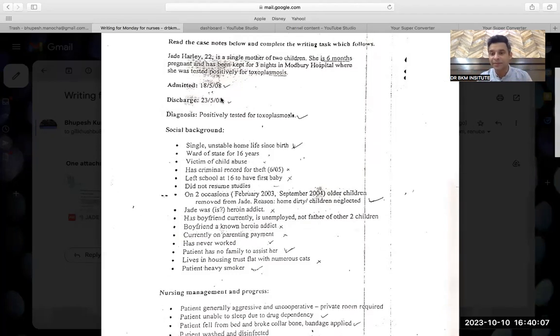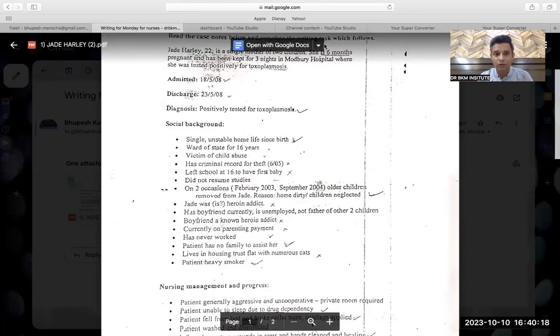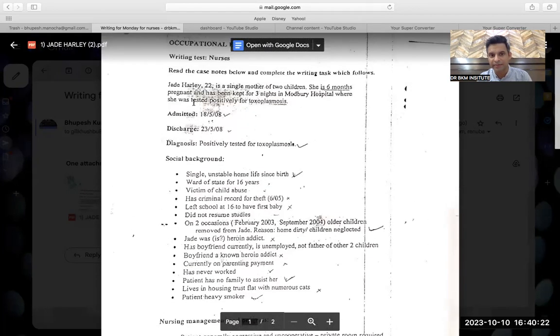So the patient was admitted on the 18th. After 5 days, she was discharged. She tested positive for toxoplasmosis. That was the condition, the disease she came up with. Then the social background of the patient: she was single and 16 years old, because her name is Jade Harley.